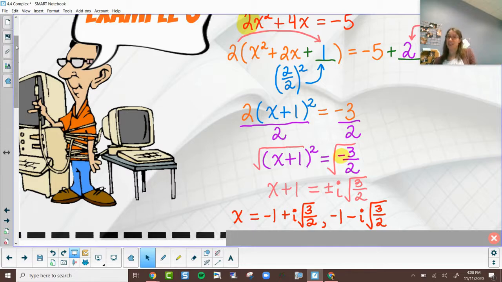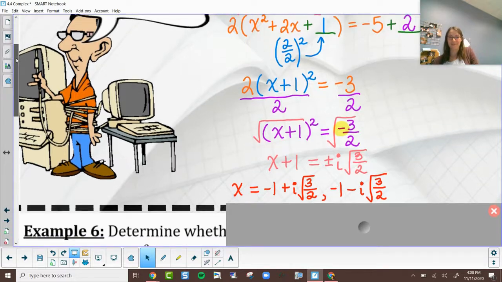So now we can actually keep going. That's why I like complete the square. It gives you all of the types of roots that you can possibly have.